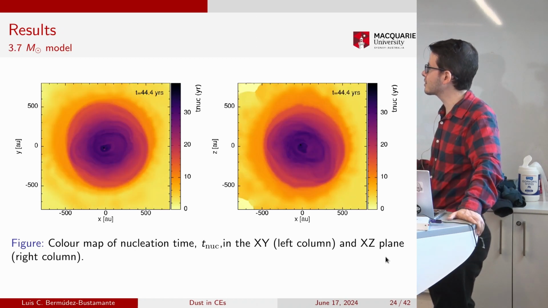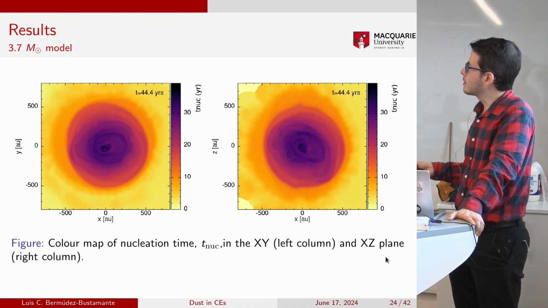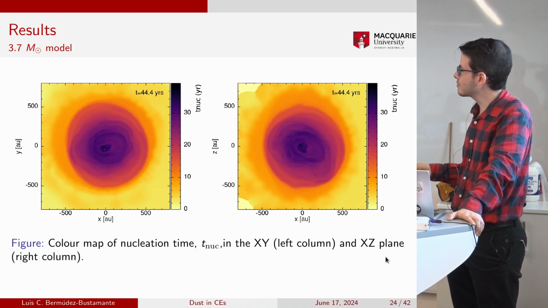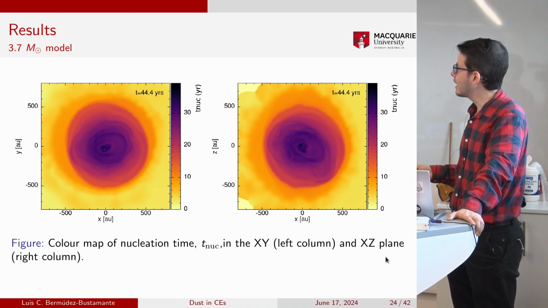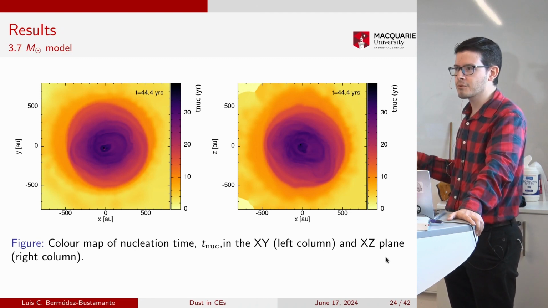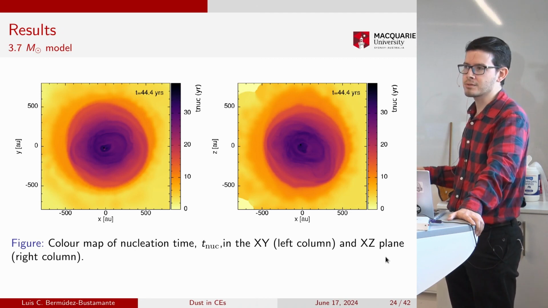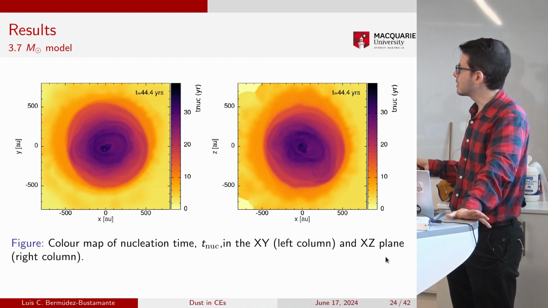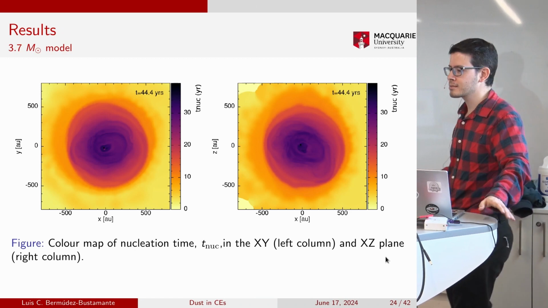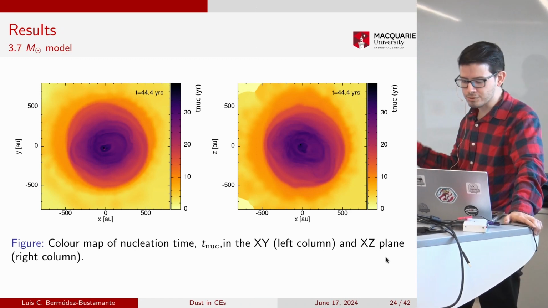But it doesn't happen the same with the more massive AGB star. Here the distribution in the nucleation time is more rounded, more spherical, and that means that here the gravitational effect of the companion star is not so strong. And at the end, you will have a more or less rounded distribution of dust.